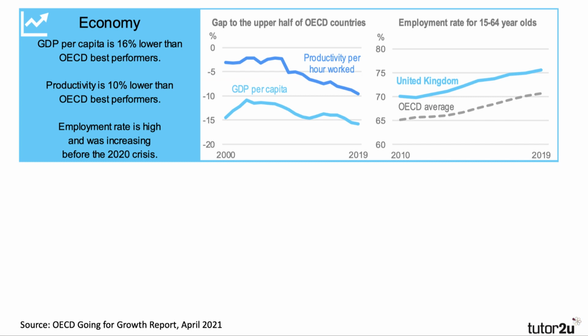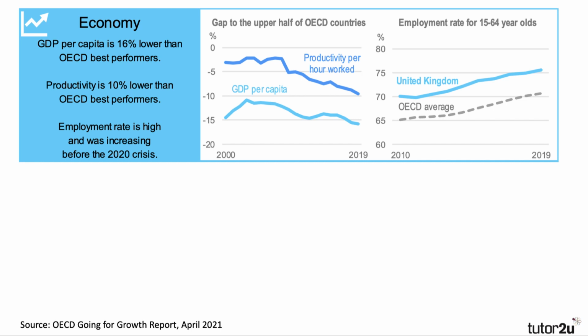GDP per capita in the UK, according to the latest OECD Going for Growth report, published in the spring of 2021, is 16% lower than the OECD's best performers. The OECD is, if you like, the club of the leading high-income developed countries. Productivity per hour worked is, again, 10% lower than the best performers. And as a result, the UK gap to the upper half of OECD countries, shown in the middle of that chart there, both in terms of productivity per hour worked and GDP per capita, is getting wider.